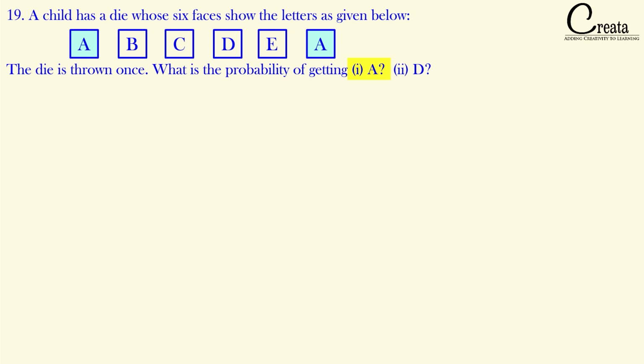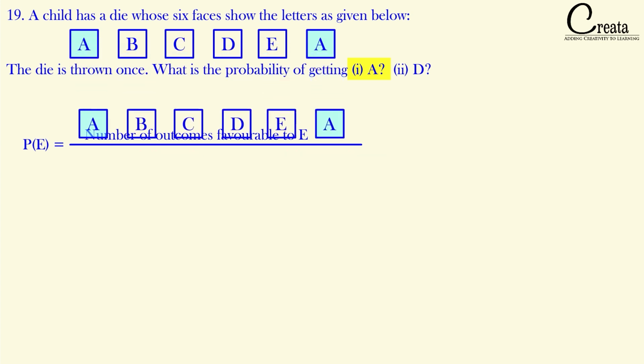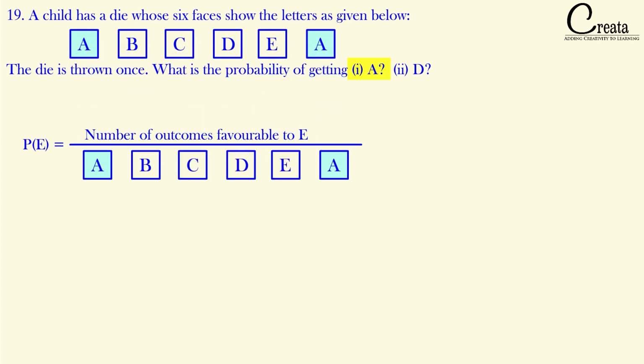Let's use the formula of probability. In the denominator, the total possible outcomes will come, that are total 6. So these 6 outcomes will come in the denominator. Let's check out the numerator. The favorable cases of getting A are 2. So these 2 A's will come in the numerator. So we got 2 in the numerator, 6 in the denominator. Our answer is 2 by 6, that is 1 by 3.